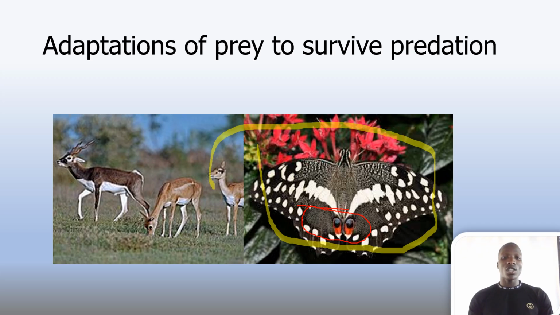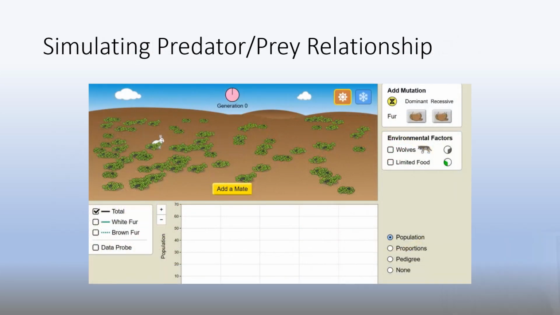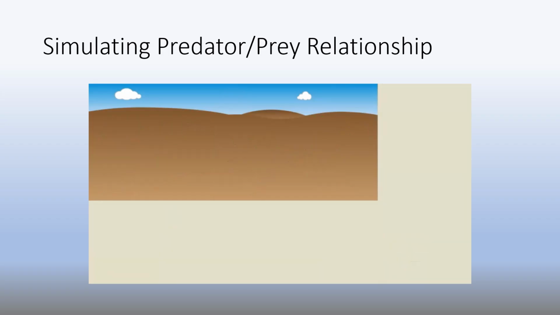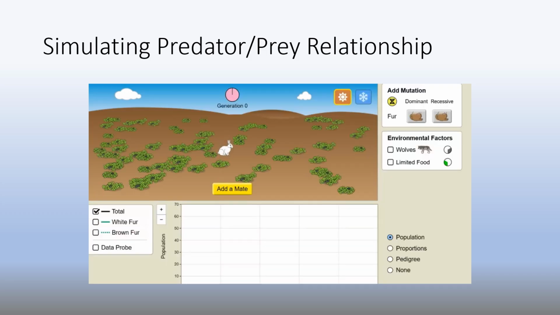So we are also switching to adaptations of the prey to survive. On the screen view, that is an example of a simulation. We are going to look at an ecosystem that is terrestrial, whereby we have the abiotic, that is land, and we have the living organisms. We are giving a case study of a rabbit living in its ecosystem.